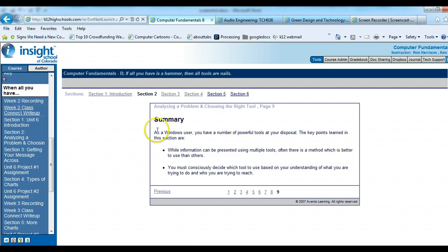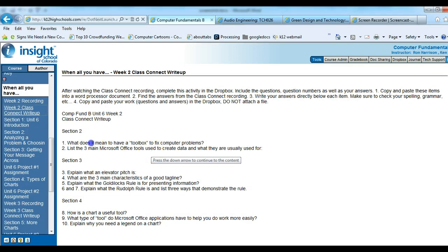So let's go back to the Class Connect write-up and see if we answer the question. What does it mean to have a toolbox to fix computer problems? I talked about that. And this does not mean having a screwdriver to fix your computer. Does not mean that. Make sure you answer this properly. Then finally, three main office tools used to create data, and what are they usually used for? Well, there was a slide that talked about that.